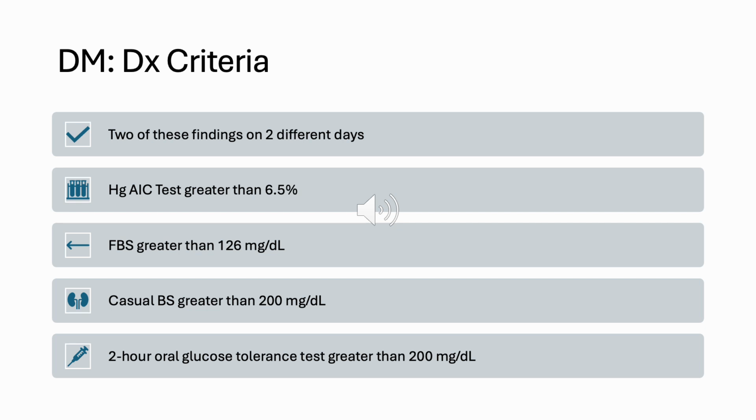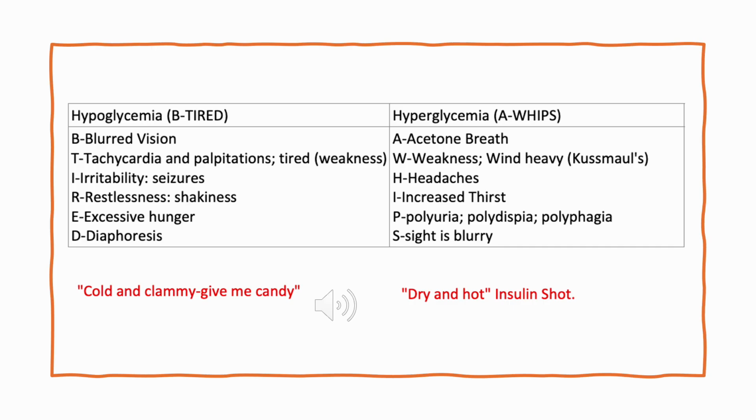A 2-hour oral glucose tolerance test greater than 200. And if you've been pregnant before, you probably remember this test where you had to go and drink a solution. You had to be NPO before the test, and then they measured your glucose level throughout the test. So those are the criteria. Clients with diabetes are going to be prone to both hypoglycemia and hyperglycemia.